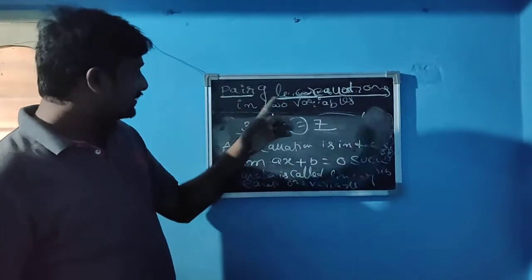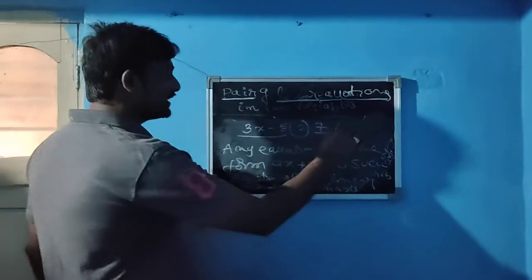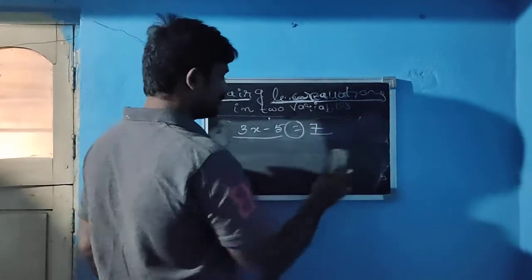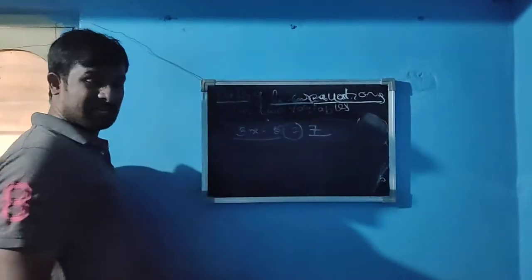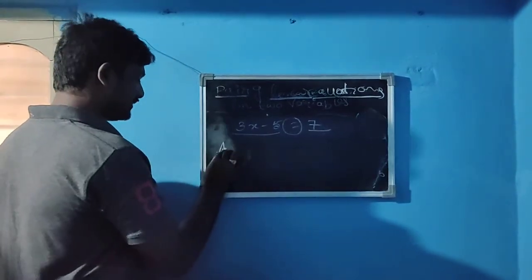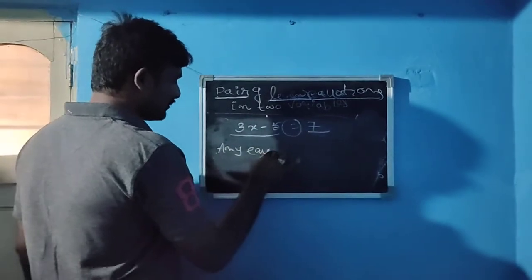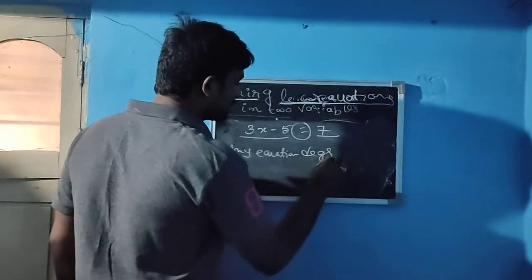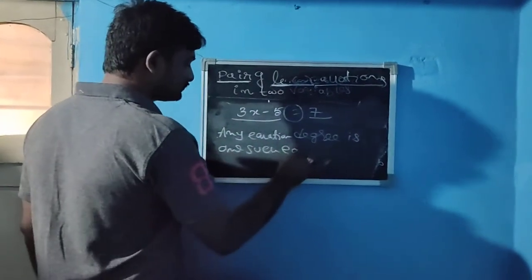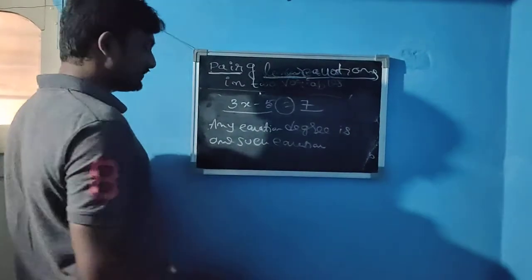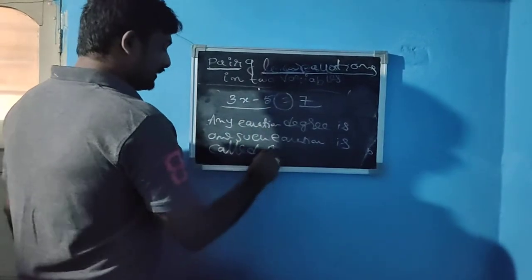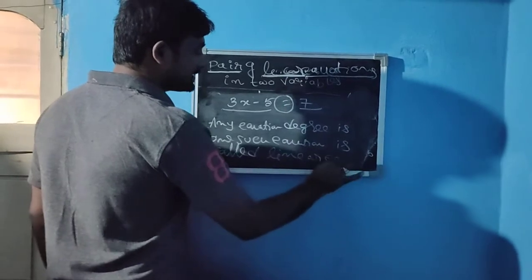There is one more definition of linear equation. The second definition is: any equation whose degree is 1 is called a linear equation. It is the second definition.